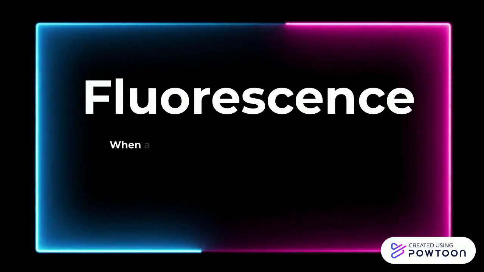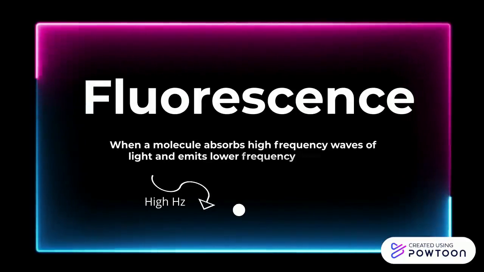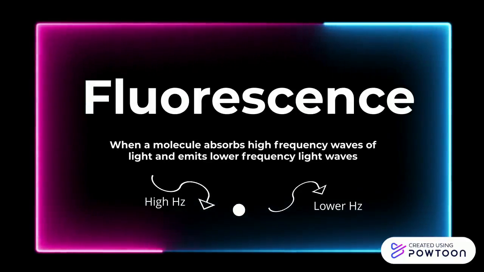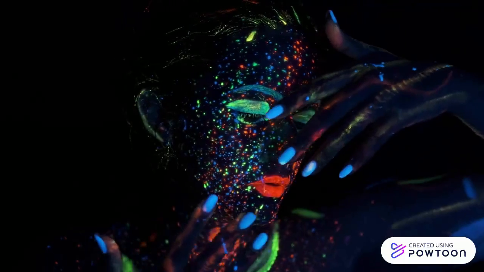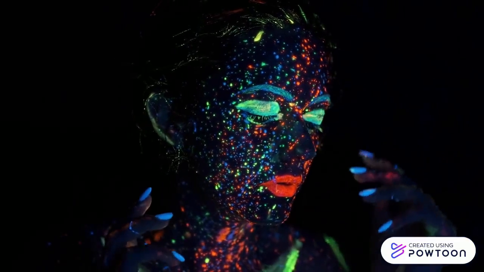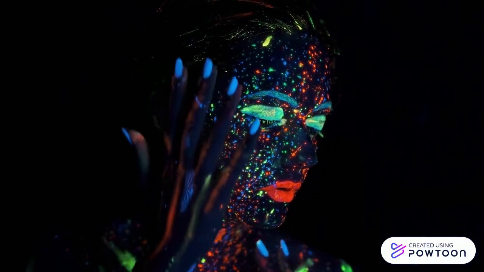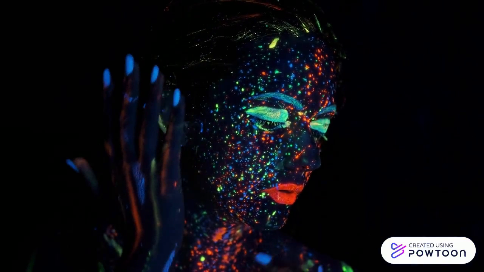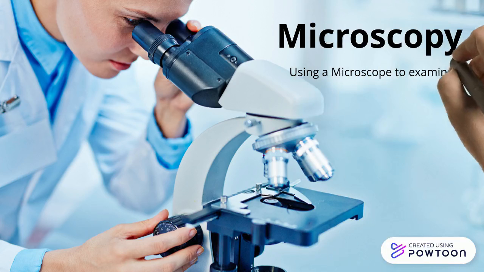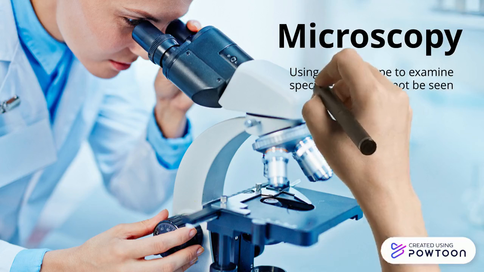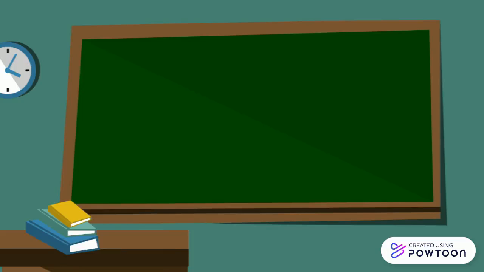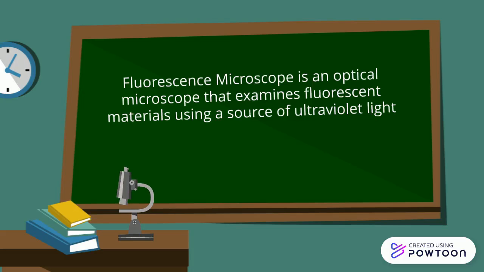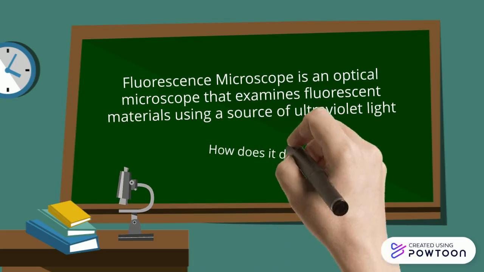To break the term down, fluorescence is when a molecule absorbs light of high frequency waves and emits lower frequency light waves. Fluorescent paint under ultraviolet light is an example of this, as seen in this video. Microscopy, on the other hand, is simply using a microscope to view specimens that cannot be seen easily with the naked eye. So a fluorescence microscope is an optical microscope that examines fluorescent materials using a source of ultraviolet light.